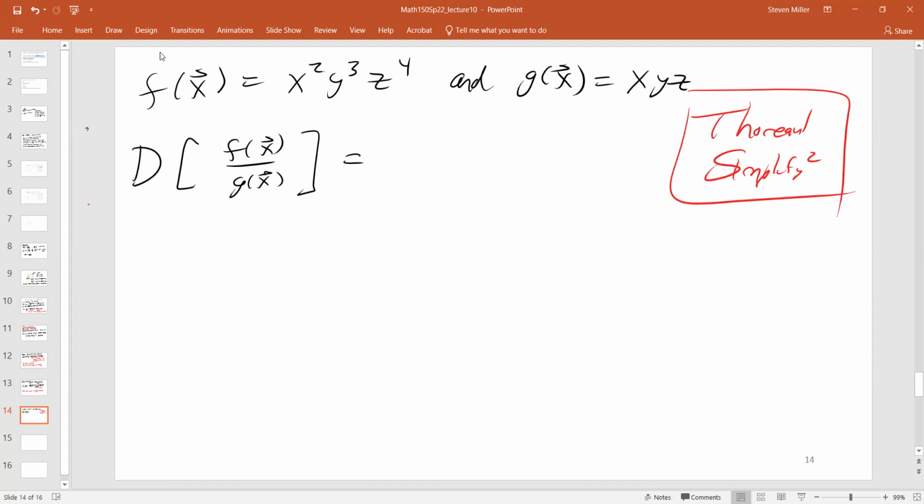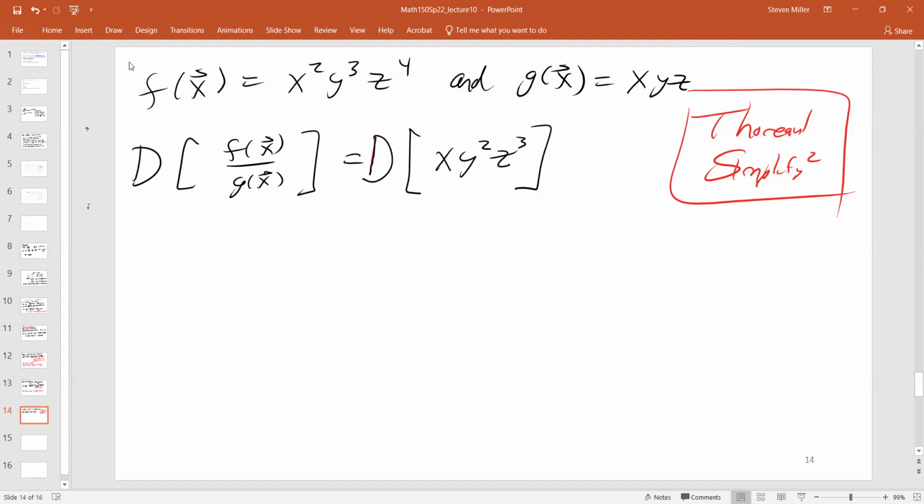You should always think about simplifying before you do any calculation. We could do this with the quotient rule. And in fact, this is a great way to check and see if we understand the quotient rule, because we can also do it without the quotient rule. So if we try to do this without the quotient rule, how could we write this? What is f of x divided by g of x? X, y squared z cubed.